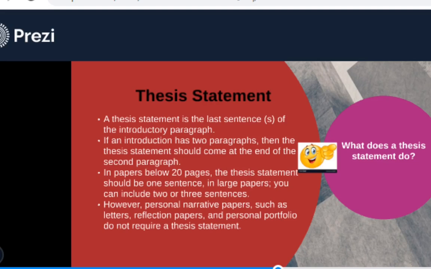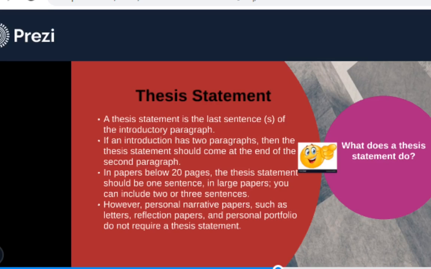In papers below 20 pages, the thesis statement should be 1 sentence. In large papers, you can include 2 or 3 sentences. However, personal narrative papers such as letters, reflection papers, and personal portfolios do not require thesis statements. Besides, a dissertation paper follows a different approach.